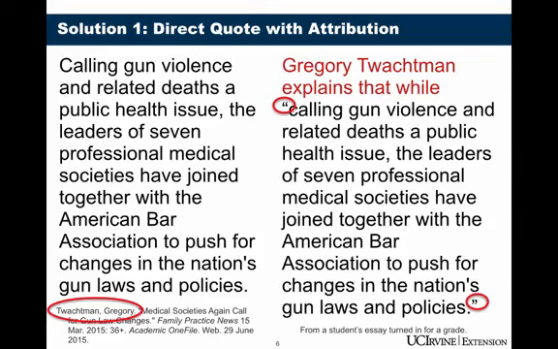Now it's very clear that these are not the student's words. They come from another source, and it's clear to see what that source is because of the attribution. Now the student is not plagiarizing.